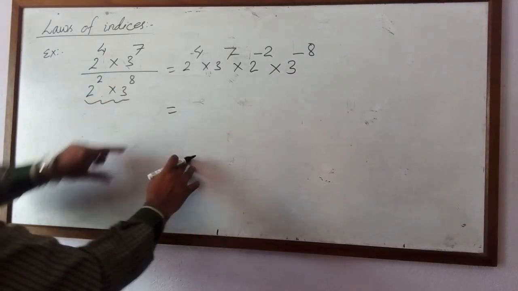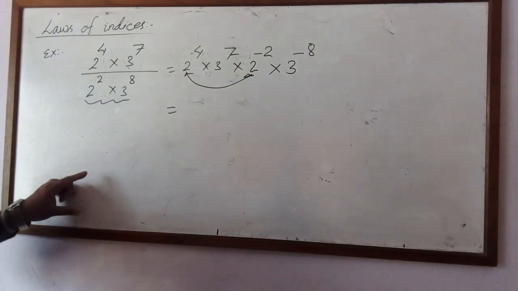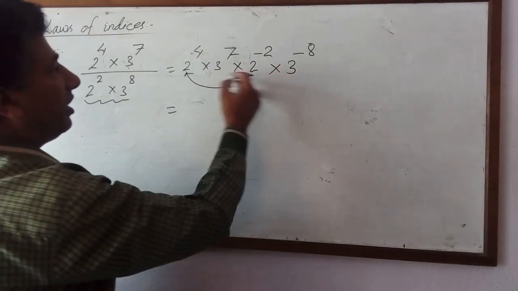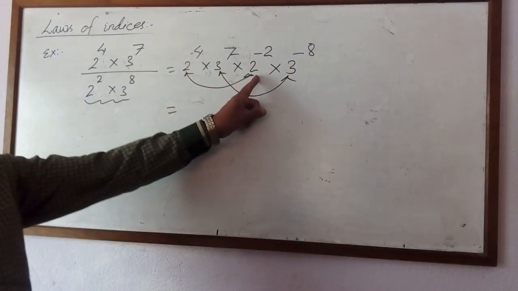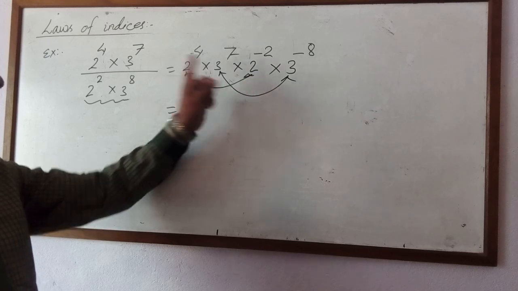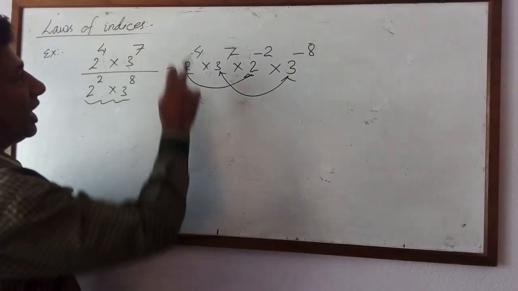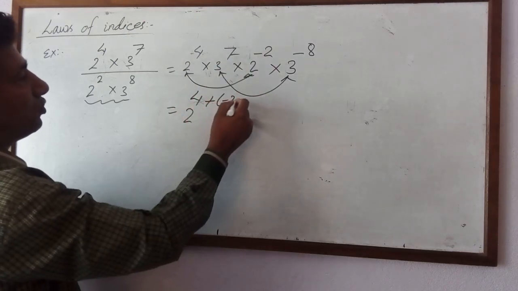Now this 2 and this 2, see here, these 2 have the same base, 2 and 2. And this 3 and 3, again they have the same base. Now when bases are same, then we have to add their powers. Now I'll write here 2 has power 4. It has power minus 2.